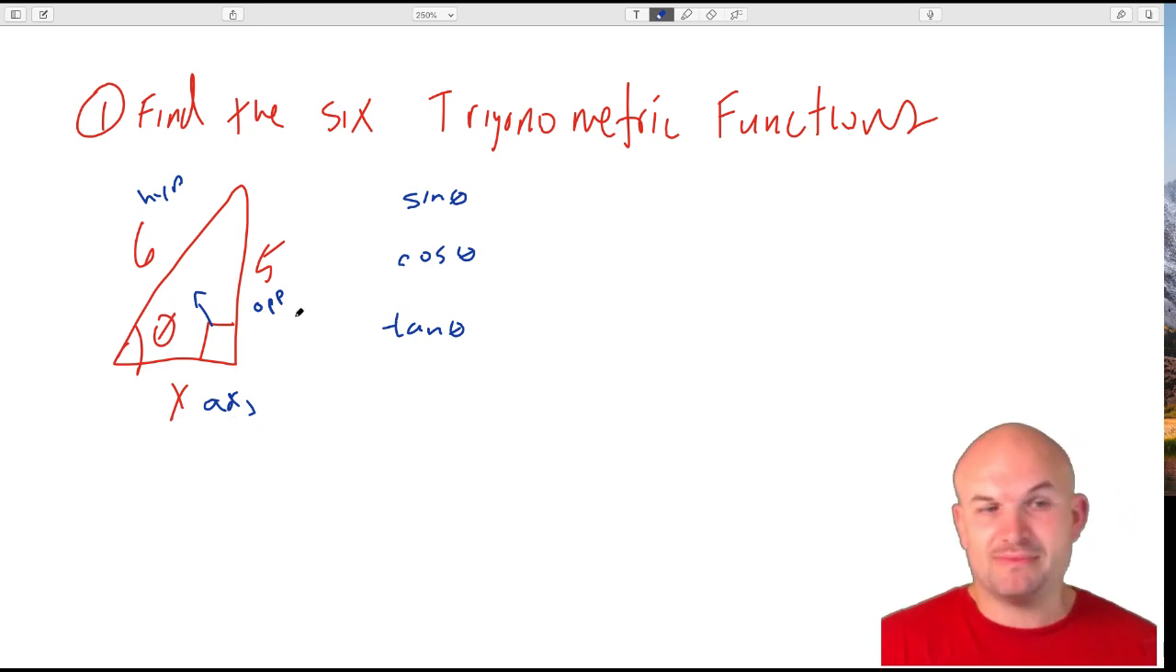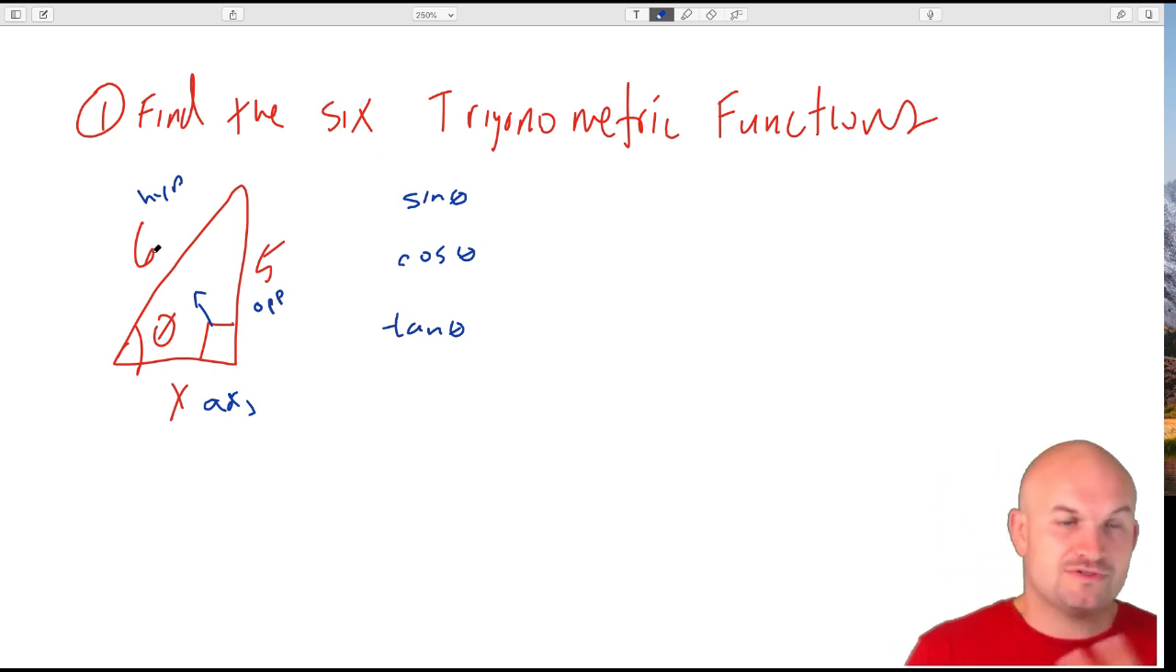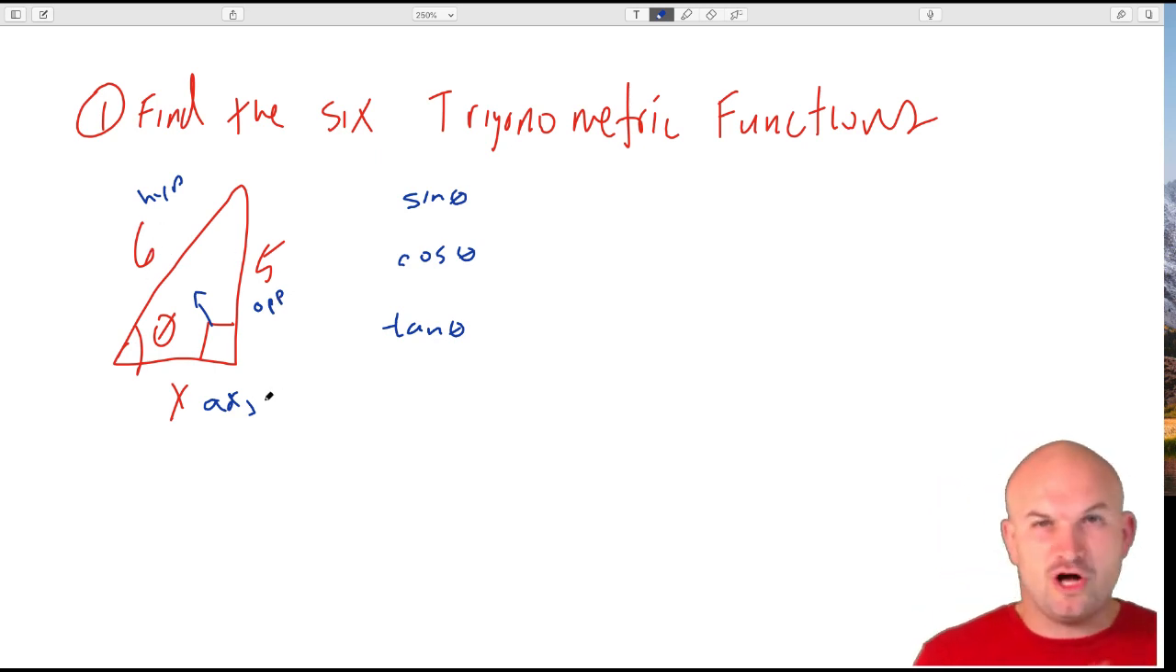The 6 trigonometric functions are just comparisons. It's how we compare the length of the adjacent side to the hypotenuse, the length of the opposite side to the hypotenuse, or the length of the hypotenuse to the opposite. All these comparisons, and that's really all they are. They're just a ratio, a comparison of lengths. So we have to figure out what the adjacent is. Well, thankfully, we can use good old Pythagorean theorem.